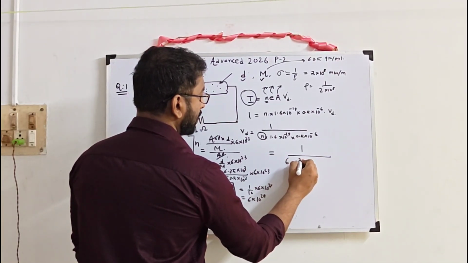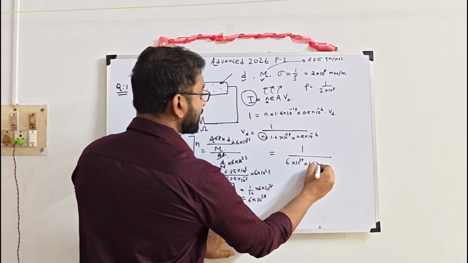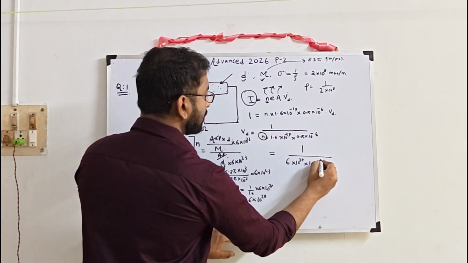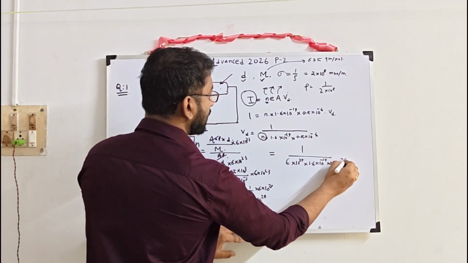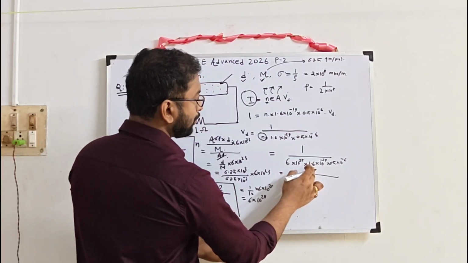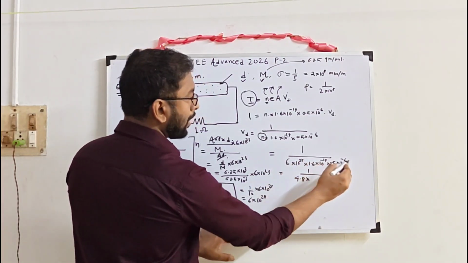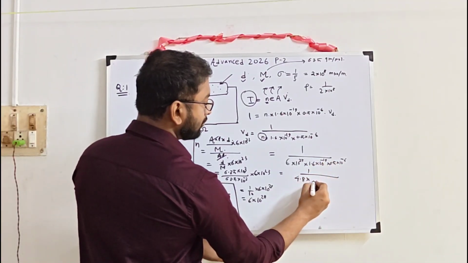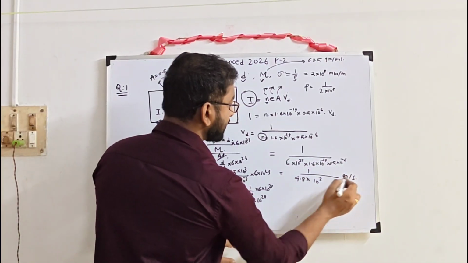10 to the power 28 multiplied with 1.6 multiplied with 10 to the power minus 19 multiplied with 0.5 into 10 to the power minus 6. So 0.5 into 1.6 is 0.8, 0.8 into 6 is 4.8, and the 10 power, if we calculate, it is 25, so it is becoming 10 to the power 3 meter per second. That is our drift velocity.